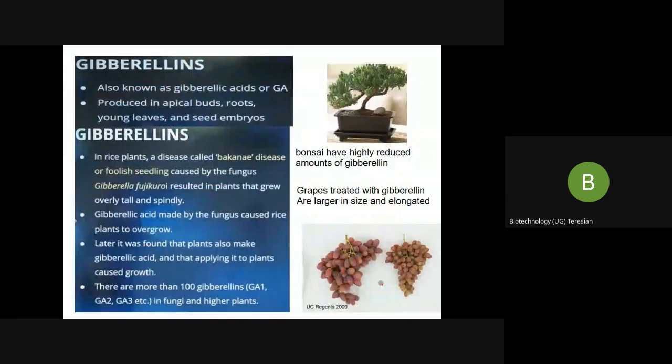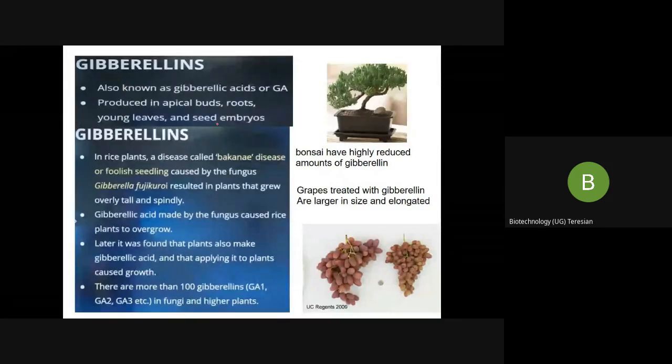Next, coming to gibberellins. These gibberellins are also known as gibberellic acid, or simply GA, and they are also produced in your apical buds, in the roots, young leaves and seeds of your embryo. Gibberellins have been shown to stimulate bolting, which is rapid stem elongation, and flower initiation. I'll explain what stem elongation, flower initiation and bolting all mean.